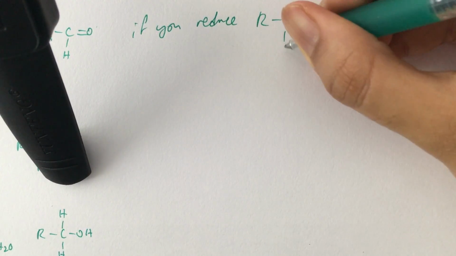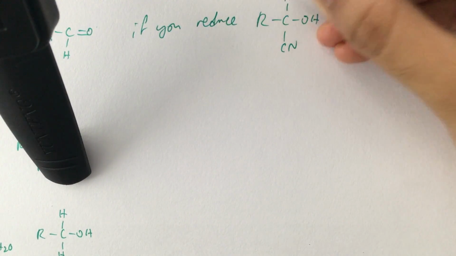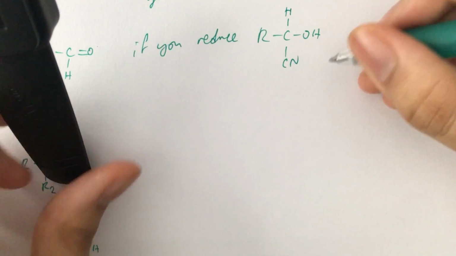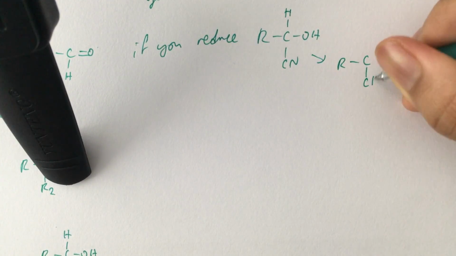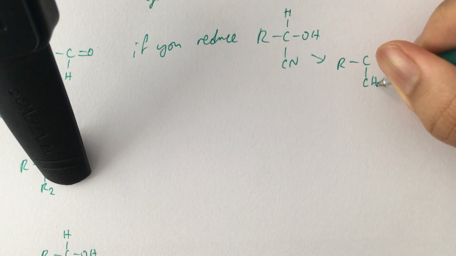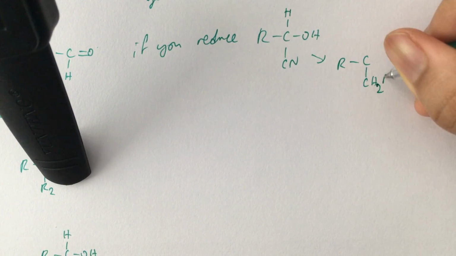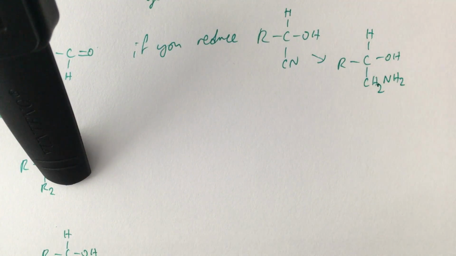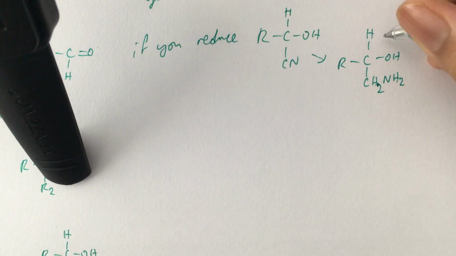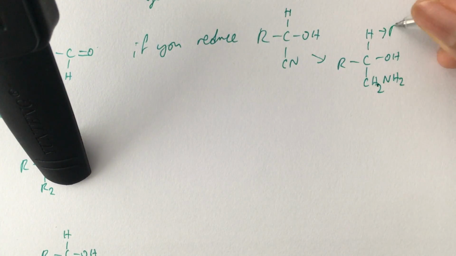And if you reduce that, you get a CH3NH2. In order to reduce it, you need LiAlH4. So yeah, that's basically what happens when you add hydrogen cyanide. Whether it's an aldehyde or a ketone, the final primary versus secondary product will affect what exactly you end up with.